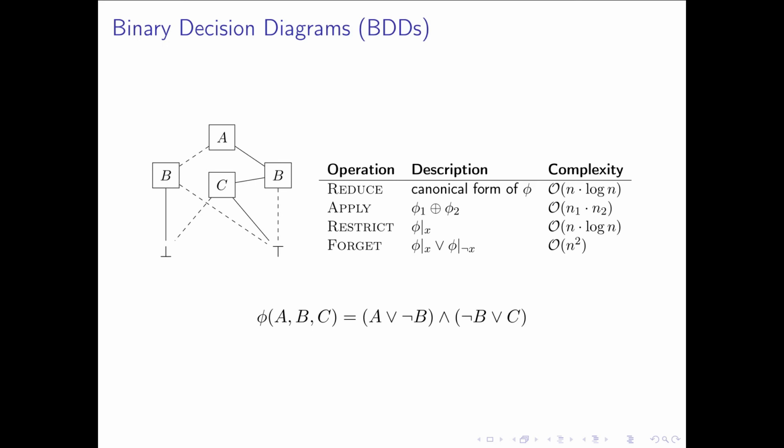We can also apply some operations, such as a disjunction or a conjunction, onto BDDs, to formulas, also in polynomial time. We can also restrict a formula given some instantiation in n log n, and also forget a variable. Here we have a formula phi on A, B, and C, and on the left-hand side we have the BDD, which represents this formula. So I'm going to show some results that we have so far.